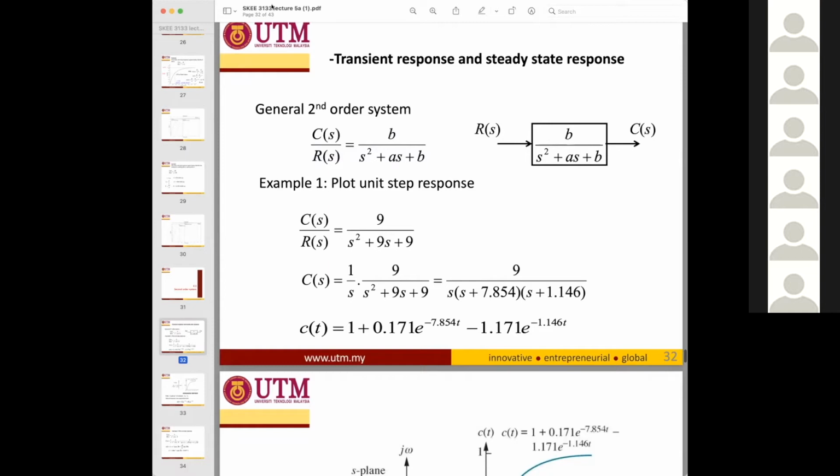Given C over R equal to 9 over S square plus 9S plus 9. So if input R is 1 volt, the Laplace is 1 over S multiplied with the transfer function. So this one we use the partial fraction expansion. Then we apply inverse Laplace, so we will get C of t. Panjang tu, eh?